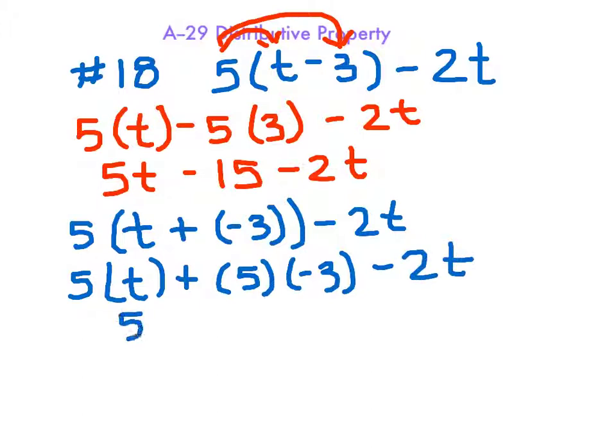So this gives me 5t. This gives me a positive times a negative, right? So that gives me a minus 15 minus 2t. So you see, either way, I get exactly the same answer.